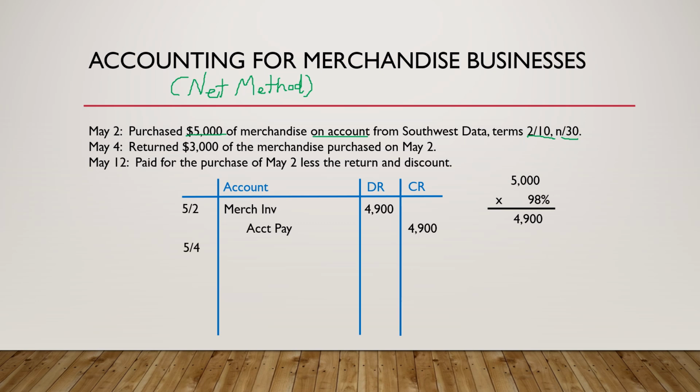May 4th, returned $3,000 of the merchandise purchased on May 2nd. Debit accounts payable and credit merchandise inventory. But the $3,000 in the problem is the gross price. It has not been adjusted by the value of the discount. Since we recorded the purchase net of its 2% discount, we need to record the return reduced by that 2% discount too.